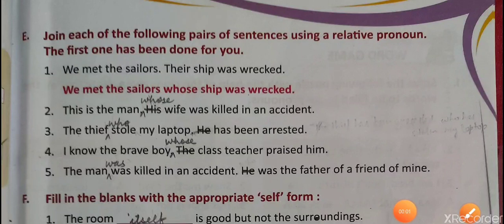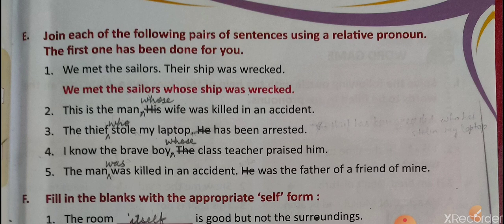Next is join each of the following pairs of sentences using a relative pronoun. First one has been done for you. So what were the relative pronouns? In which, with the help of the pronoun, we can relate the noun and the pronoun. So we met the sailors, their ship was wrecked. So we met the sailor whose ship was wrecked.